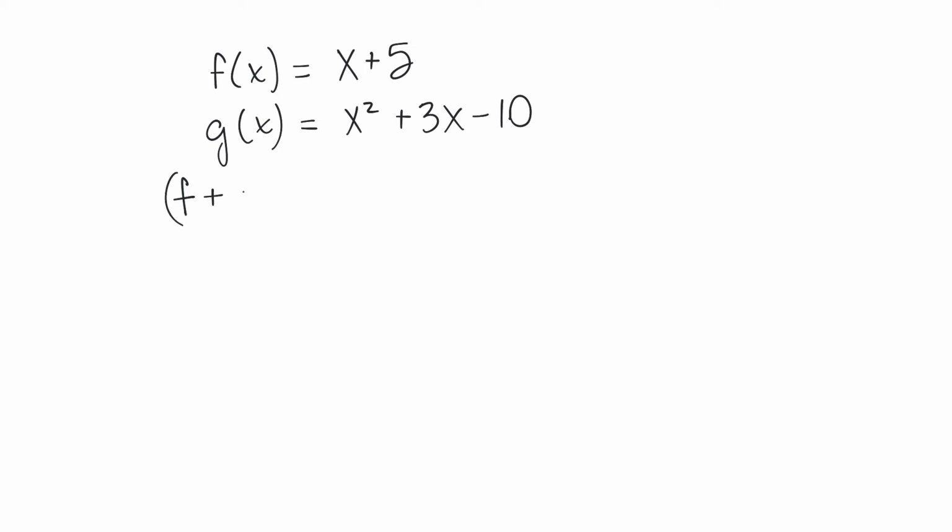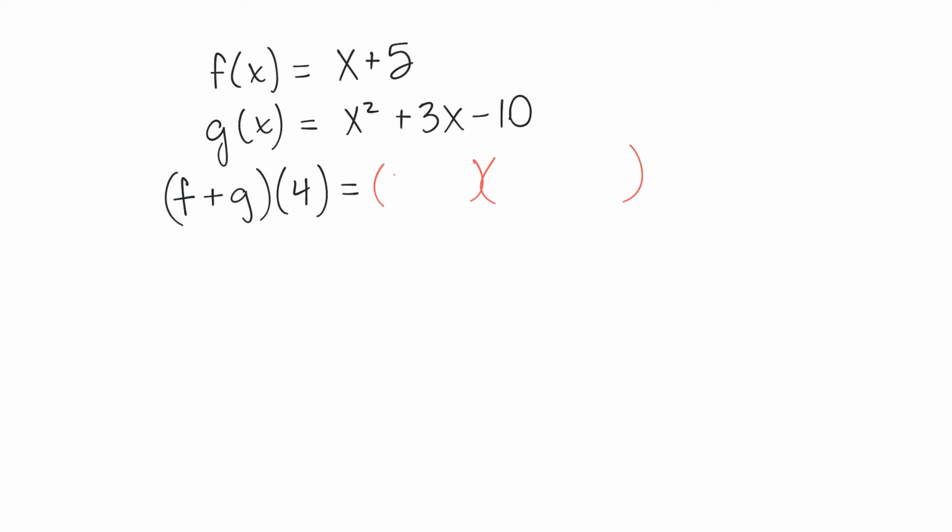Let's say we have f of x equals x plus 5, and g of x equals, I don't know, x squared plus 3x minus 10. And we are looking for the sum of functions f plus g of 4. So what that means is we are going to add our functions together, plus we're going to replace our x's with 4.